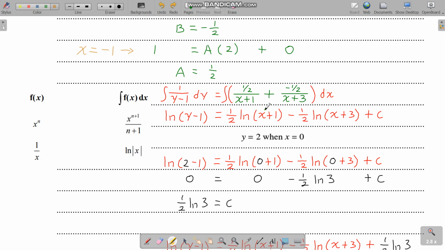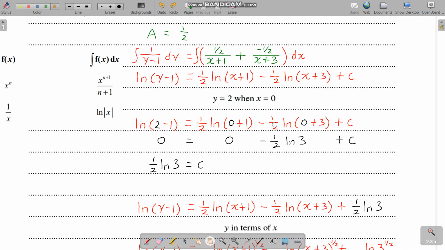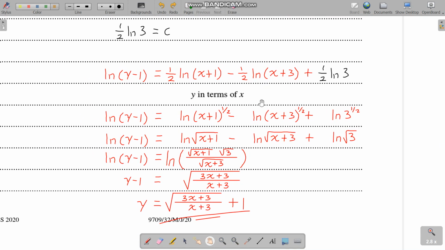To find the particular solution, we plug in the y and the x value. So we replace the y and the x. This is ln 1, which is 0. This is ln 1, which is 0. This is ln 3. So the c is 1/2 ln 3. Now that we have the c, we have the particular solution. This is already the particular solution, but we need it in this form, y in terms of x.